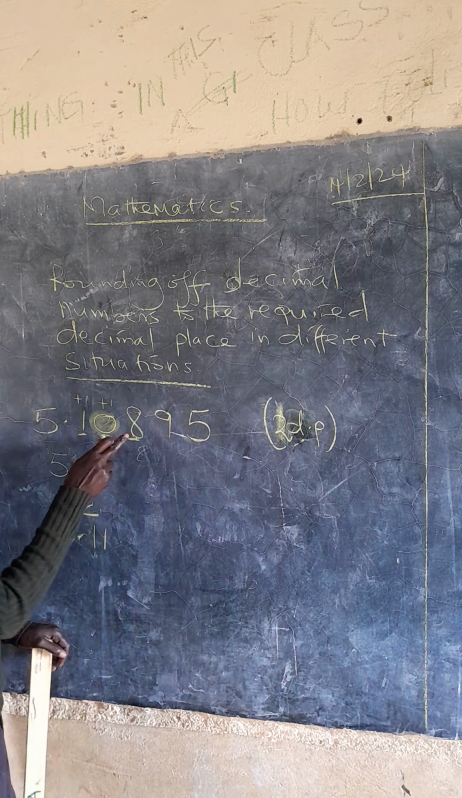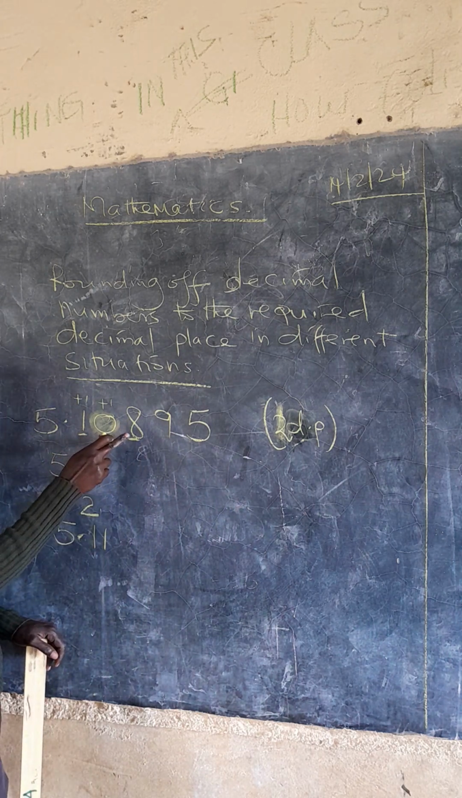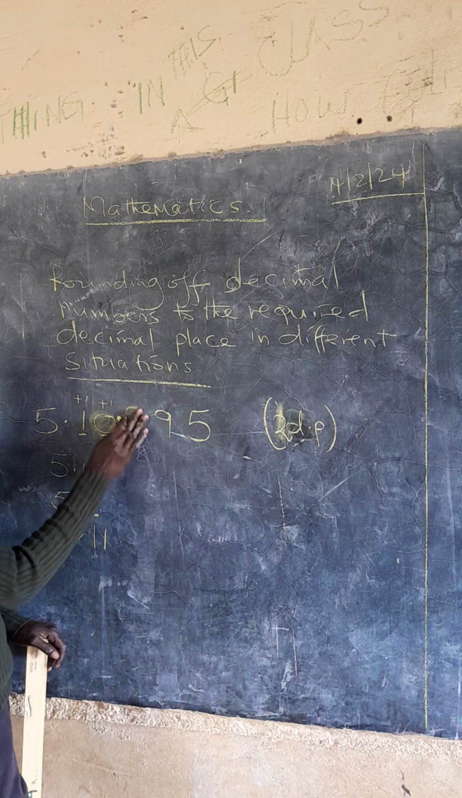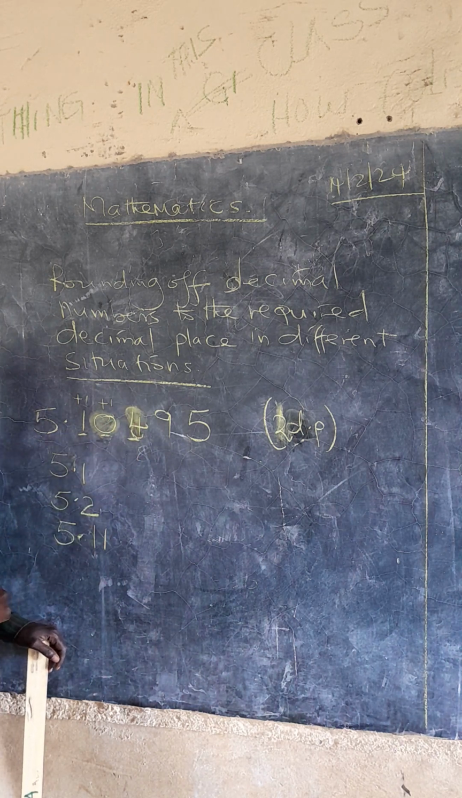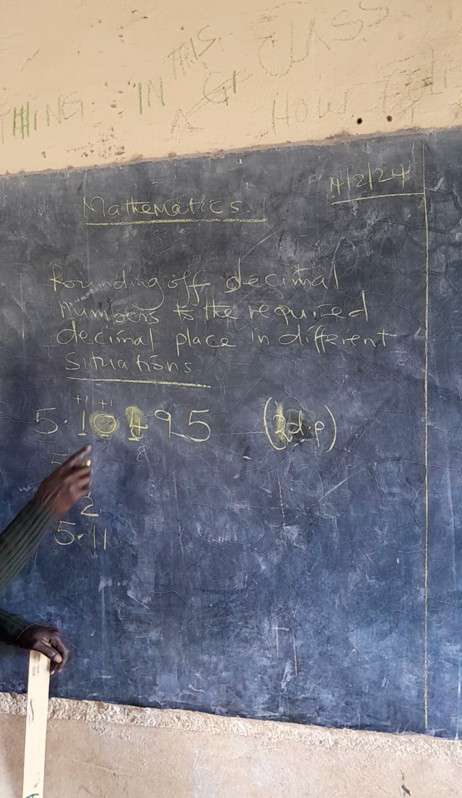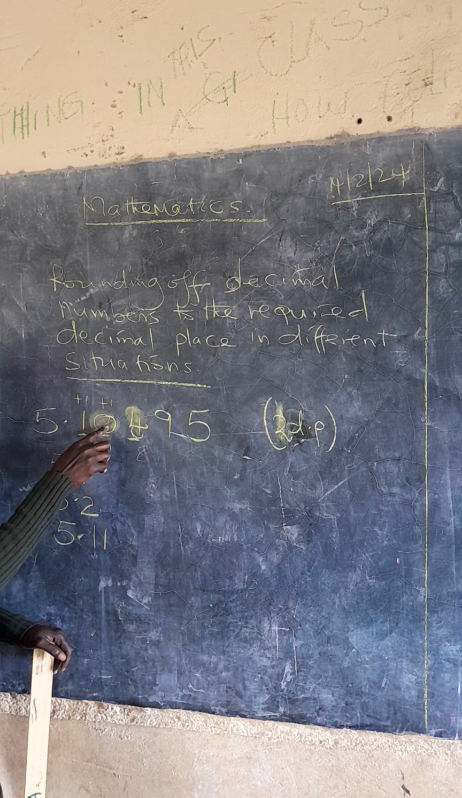If it was 4, we could not have added 1 here, isn't it?